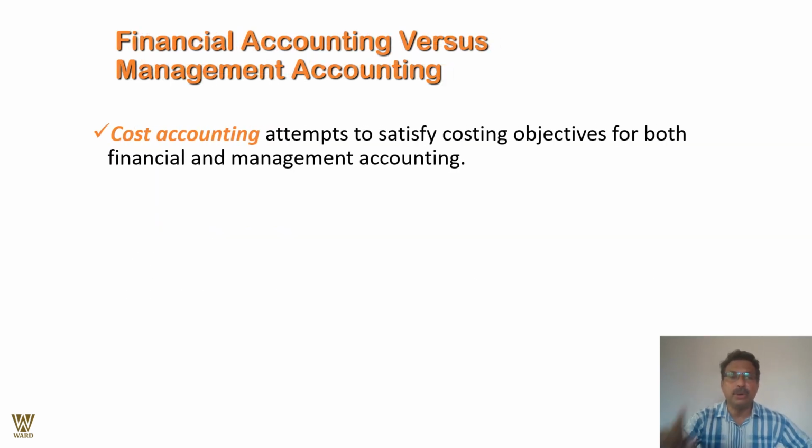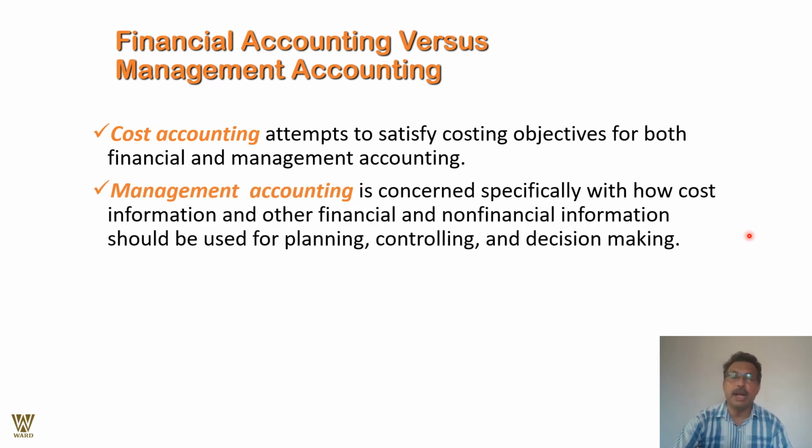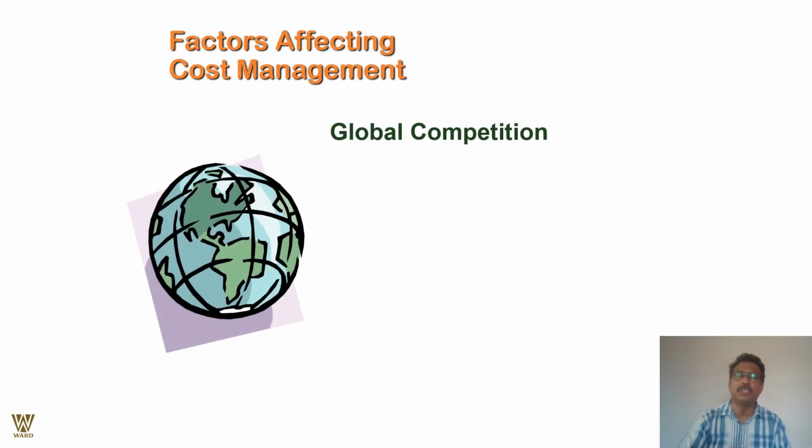Now, cost accounting attempts to satisfy cost objectives for both financial and management accounting. Management accounting is concerned specifically with how cost information and other financial and non-financial information should be used for planning, controlling, and decision making. This is management accounting. We are talking about cost accounting attempting to satisfy the costing objective, while management accounting looks at how prudently the cost can be utilized for other usages altogether, extensively used for decision making.